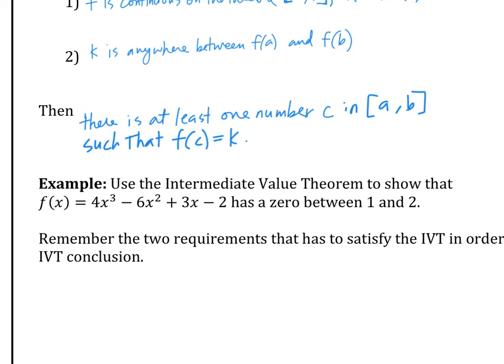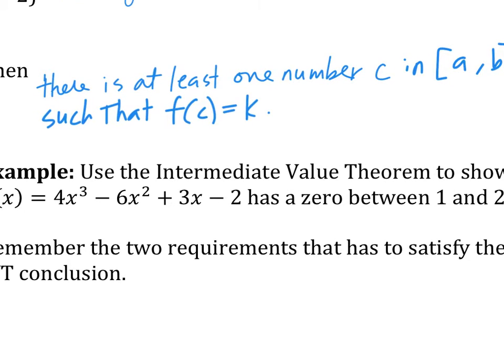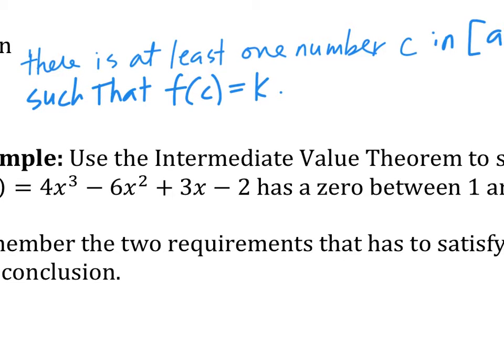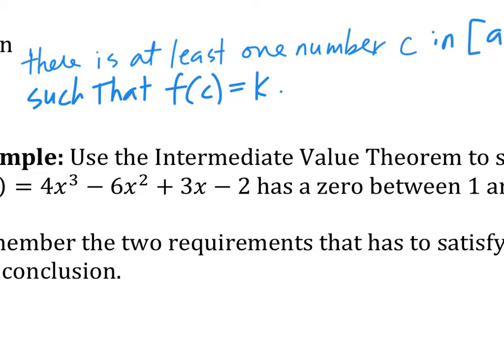Okay, so let's solve some questions. Let's do some proofs. Use the intermediate value theorem to show that this function has a 0 between 1 and 2. So let's think about our intermediate value theorem. The first requirement of the intermediate value theorem is what? Daniel: you have to be continuous on the interval. Okay, good. Well, what's the interval? Peter: 1 to 2, very good. So the question is, is it continuous between 1 and 2?